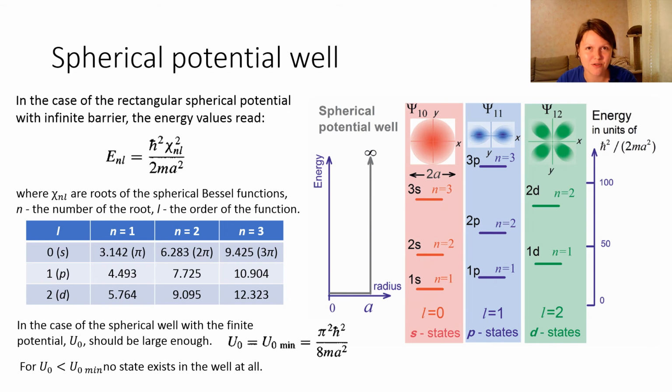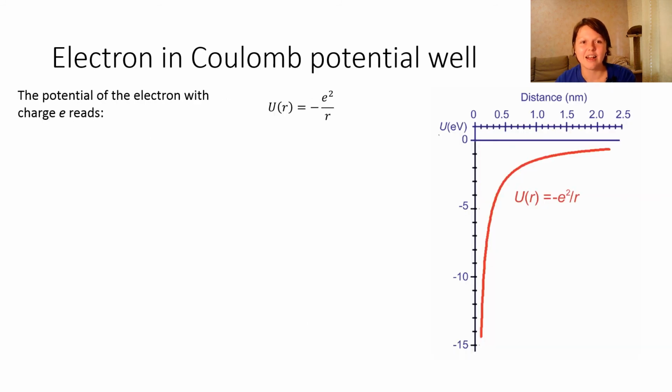So this is the main difference, please remember it. If we go further, we will describe the electron in the Coulomb potential well. What is a Coulomb potential well? Really, it's a kind of spherical potential well, and it is one of the most important cases of the centrally symmetric potential wells.